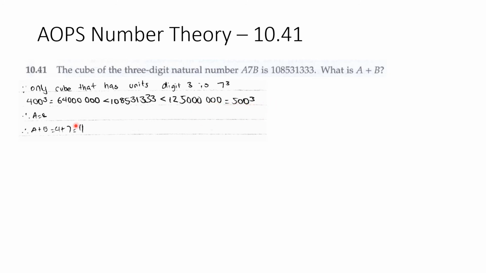Which means A is equal to 4, because it has to be less than 500, so it has to start with 400. So A plus B is equal to 4 plus 7, since B is 7, because the only cube that has units digit 3 is 7 to the power of 3. So A plus B is 4 plus 7, which is 11.